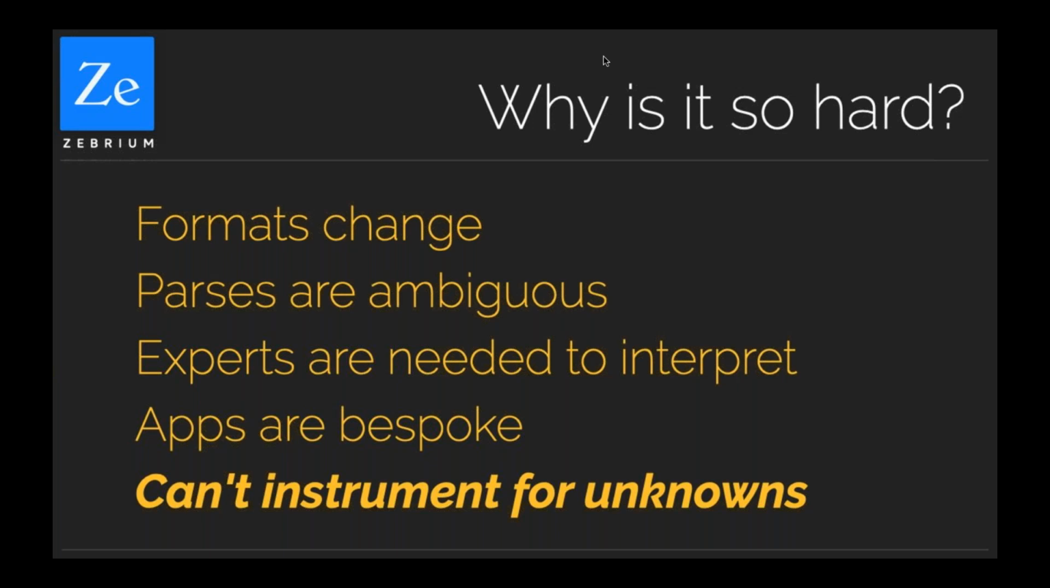So let's say we had connectors and rules and all kinds of stuff for a whole bunch of the components of your stack, but then there's your application, and there's not going to be a connector for that. And so how can we look into that data and surface something meaningful for you? It's really hard to instrument for the unknowns.